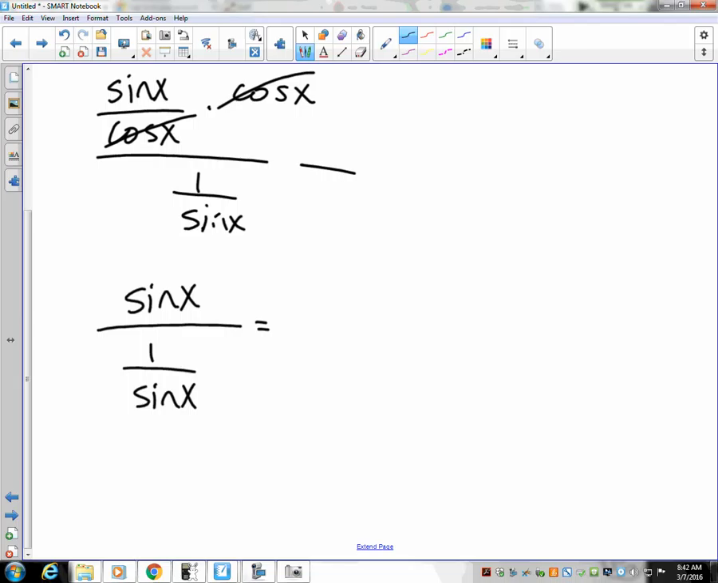Okay, now let's multiply by the reciprocal here. So this would be sine x times the reciprocal of 1 over sine x, which would just be sine x. You can say sine x over 1. But this is going to give me now sine squared x.